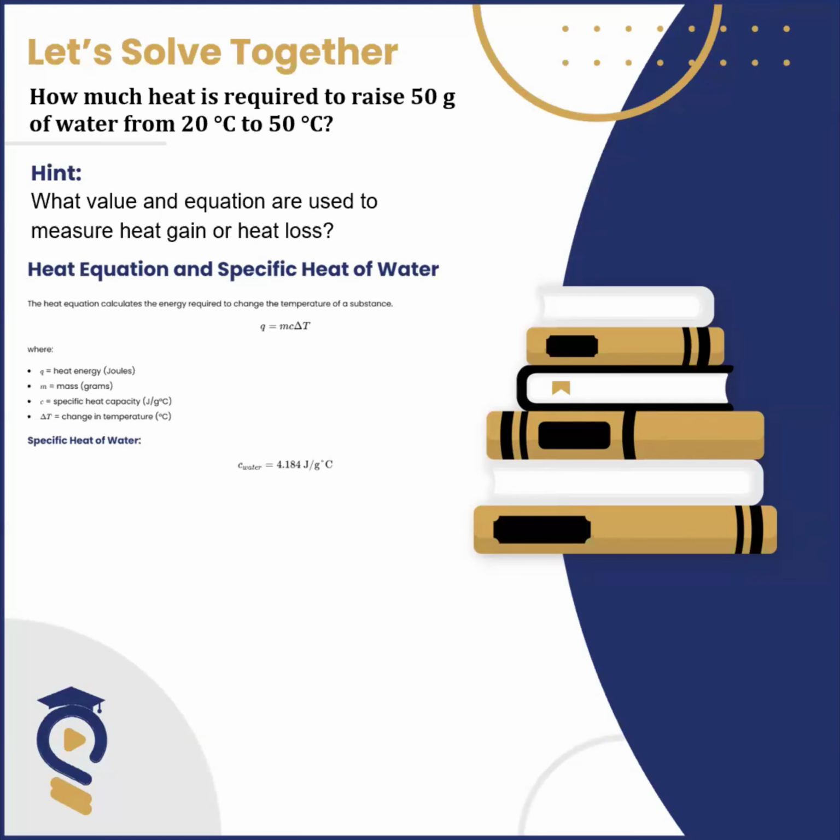We like to define that as Q is equal to MC times delta T, with Q being the heat energy, M being the mass of the substance. In this case, we're talking about water. C being the specific heat for the substance involved, and the substance in this case, as I said, is water. And delta T, that's going to be your T final minus your T initial.